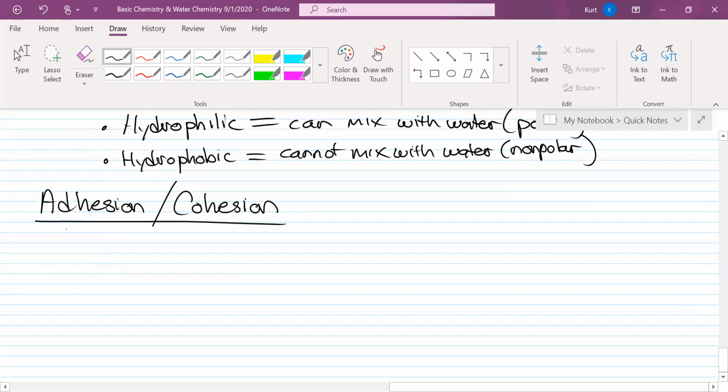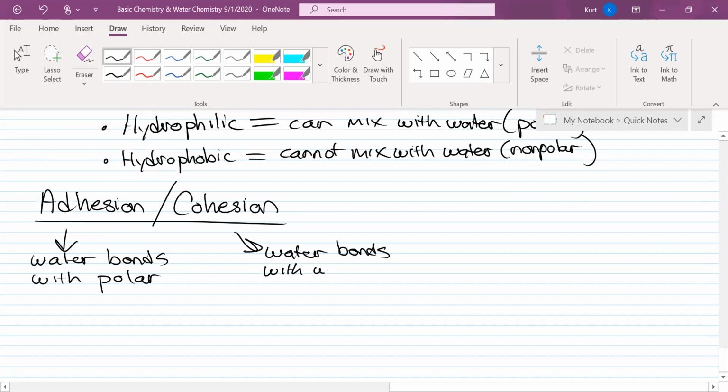So with adhesion, water bonds with any polar substance, a leaf, the ground, your skin. And then cohesion is just water bonding with other water. You know, because of adhesive and cohesive properties as well as capillary action, we're able to circulate blood throughout our body.